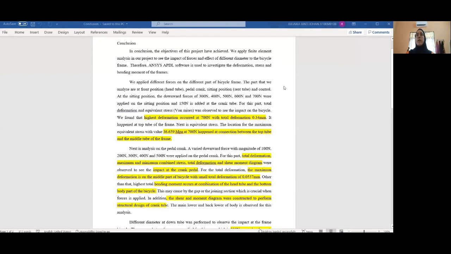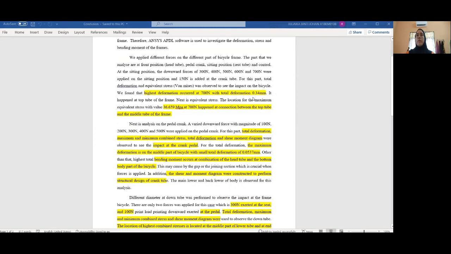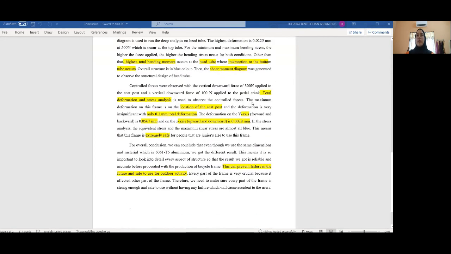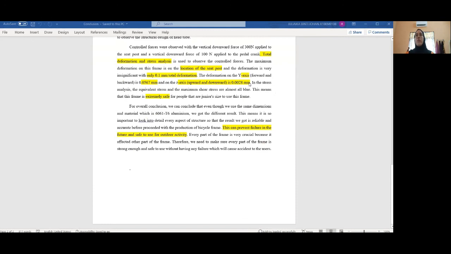So in conclusion of our project, we used different processes on different parts of the bicycle frame, and from that we analyzed the total deformation, stress and bending moment after we applied the forces on the frame. And for the overall conclusion, we conclude that even though we used the same dimension and material, which is 6061 T6 aluminium, we got different results.